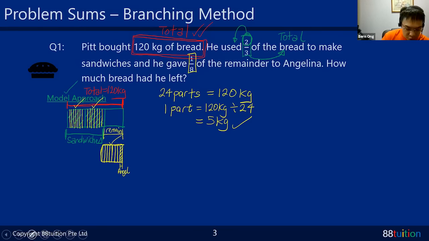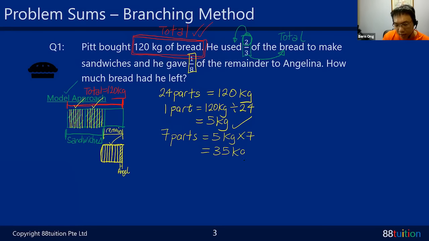Remember that this portion, let me show you my laser pointer. Nice or not? Nice, right? These 2 units, 2 green units and 16 yellow parts, are used to make sandwiches. So the remaining is what? Down here, 1 yellow part is given to Angel. So there's a remainder of 7 parts. Once you can see that there's a remaining of 7 parts, that is actually your answer ready. So 1 part is 5 kg, 7 parts will be 5 kg times 7. And therefore, drum roll, it is 35 kg.